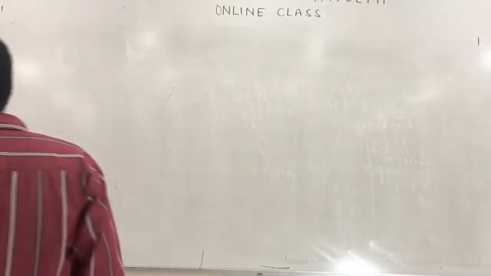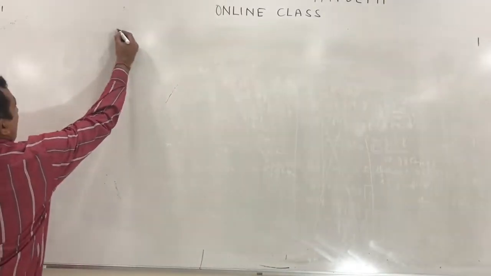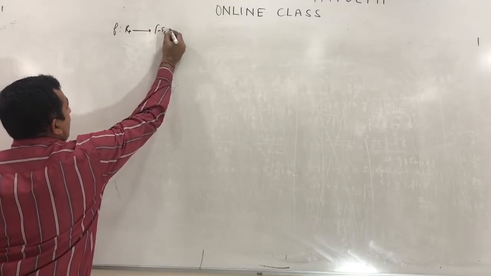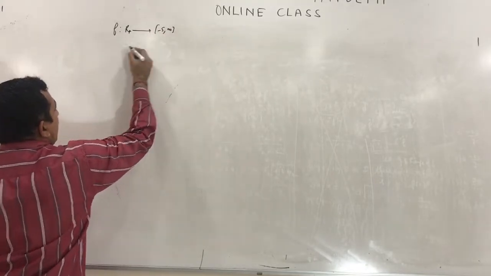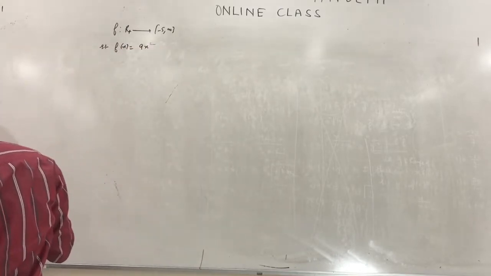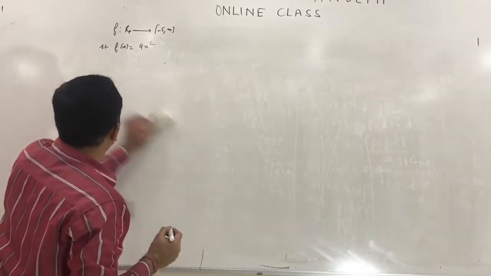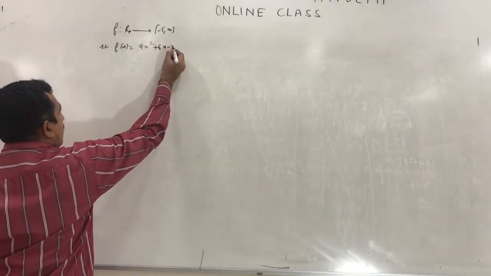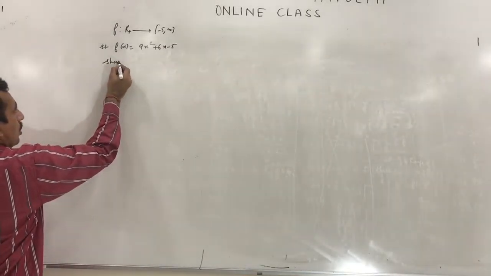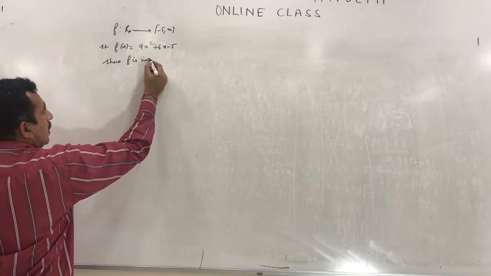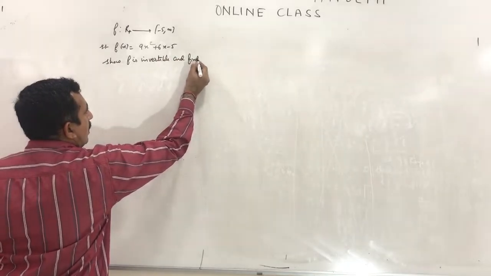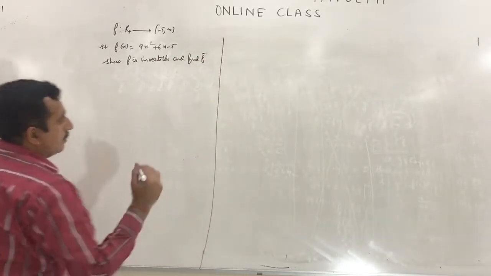Question is, f is the function from R plus to minus 5 to infinity such that f(x) = 9x² + 6x - 5. Now show that f is invertible and find f inverse.